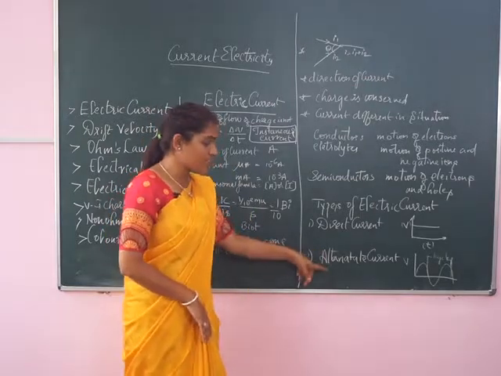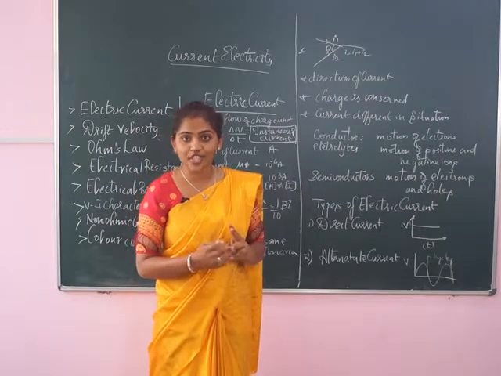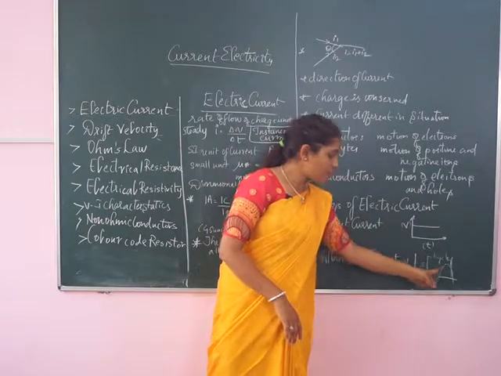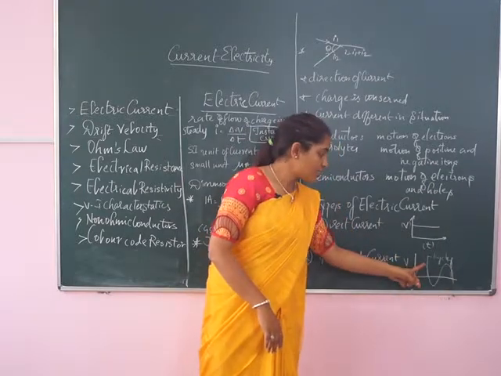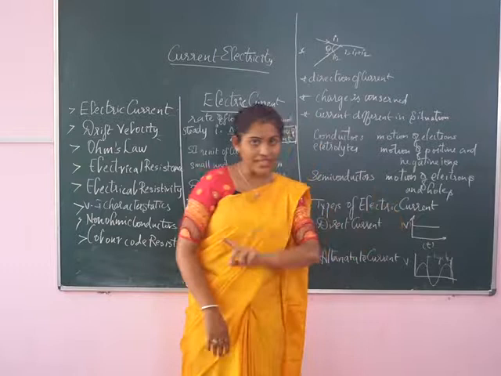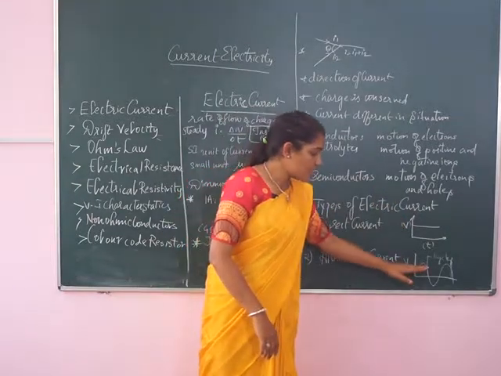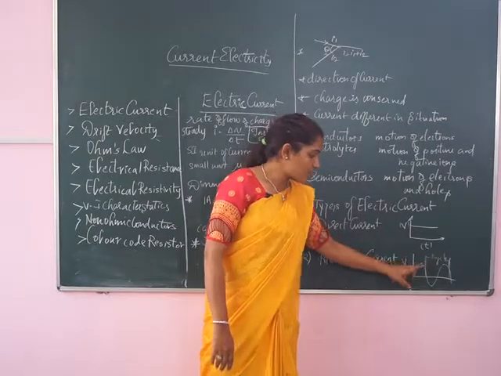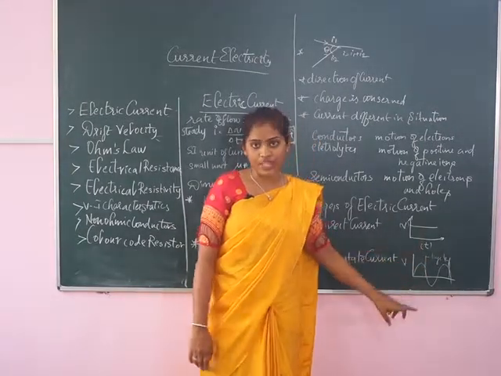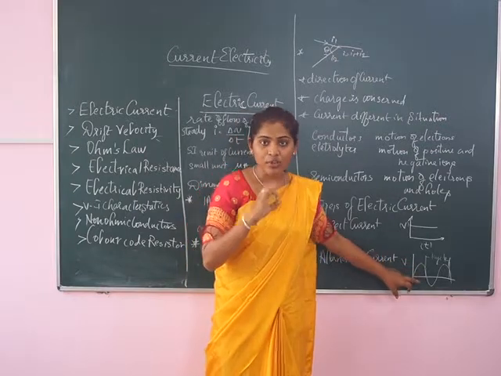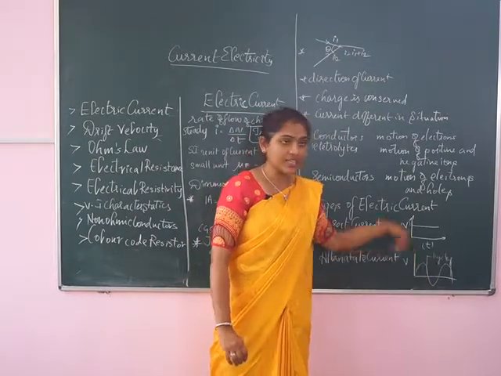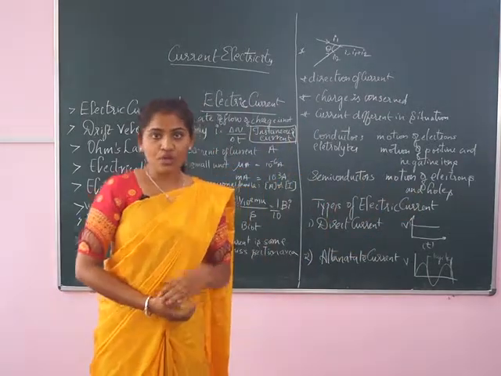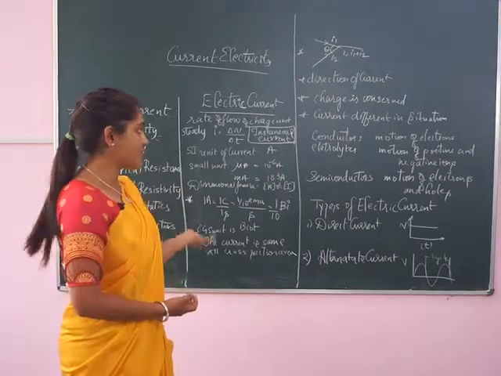Coming to alternating current, it keeps on changing, flipping its direction. You can see a graph over here. From here to here, it completes one cycle. Half of it is positive, half of it is negative. The amplitude remains the same in the graph. In the half cycle it is positive, in the other half cycle it is negative. Now we will discuss some problems regarding the electric current.